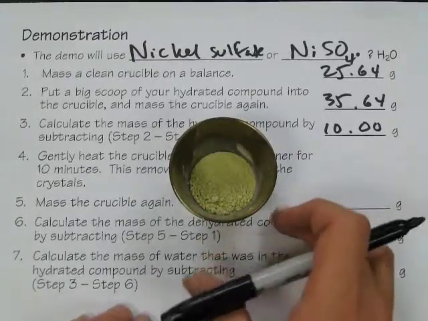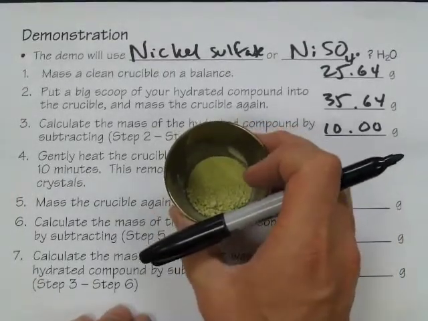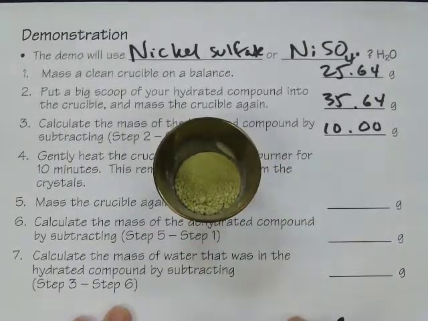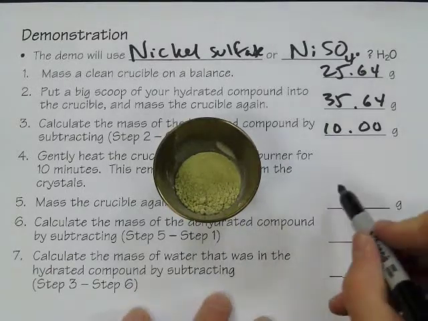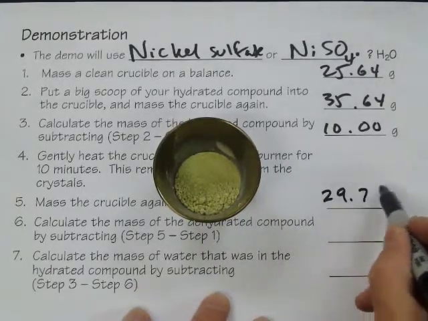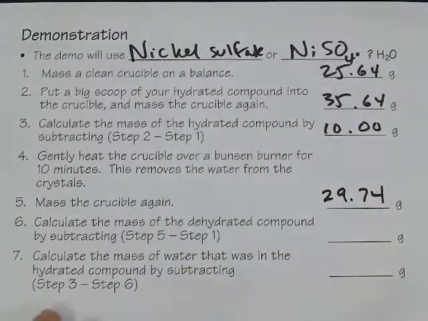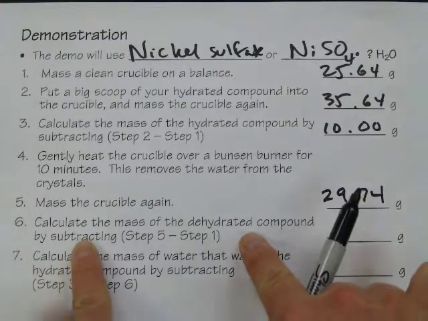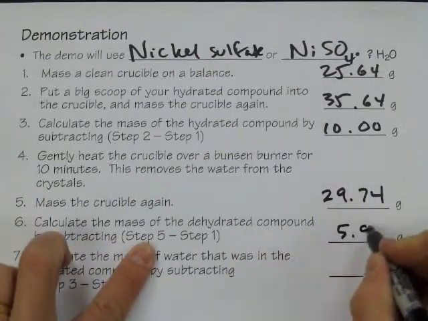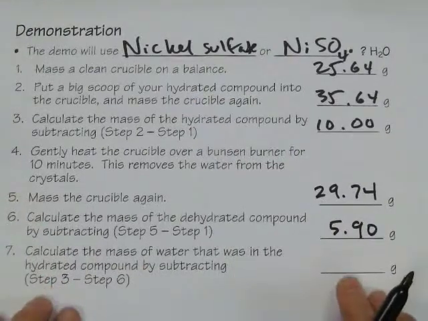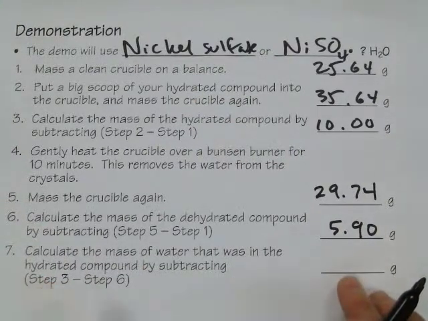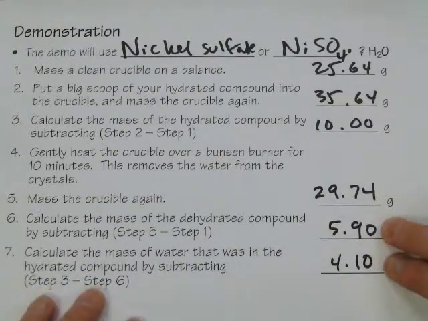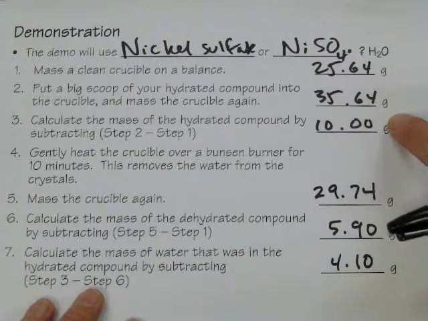Okay, now that the water has been heated out of the compound, we can reweigh this to find out how much of the dehydrated substance is left and how much water was removed. When I reweighed this, it was 29.74 grams. And so subtracting shows that the amount of the dehydrated compound that's in there now, the yellow stuff that's left behind, was 5.90 grams. And subtracting to find out how much water was removed is 4.10 grams. So these add back up to the 10 grams that I started with.